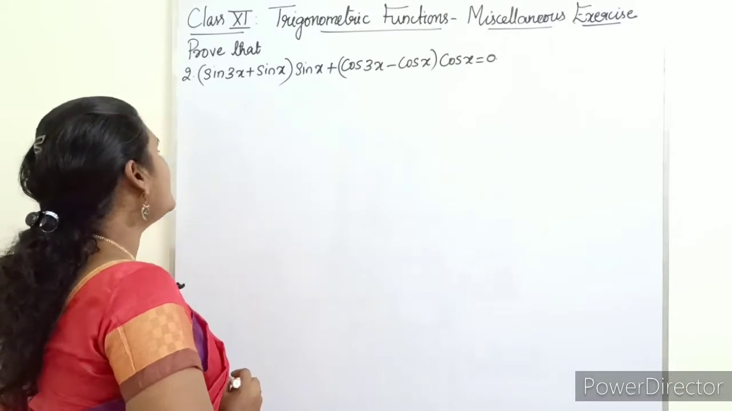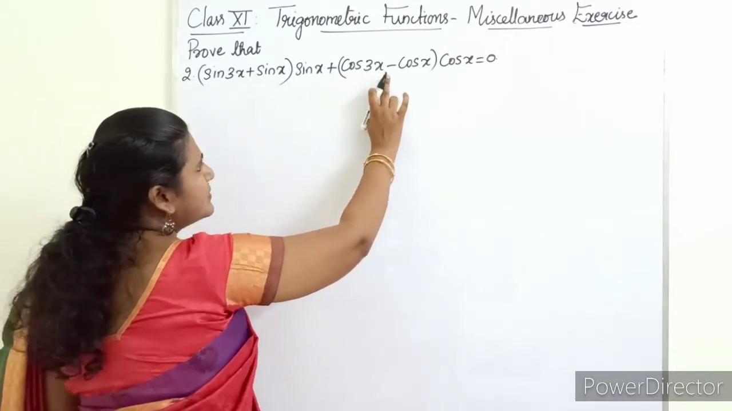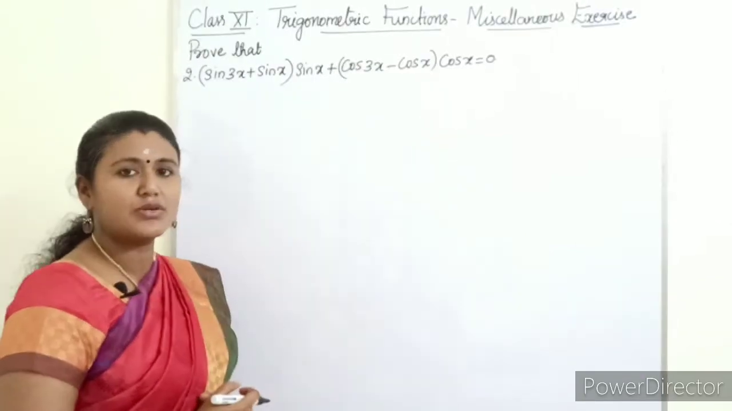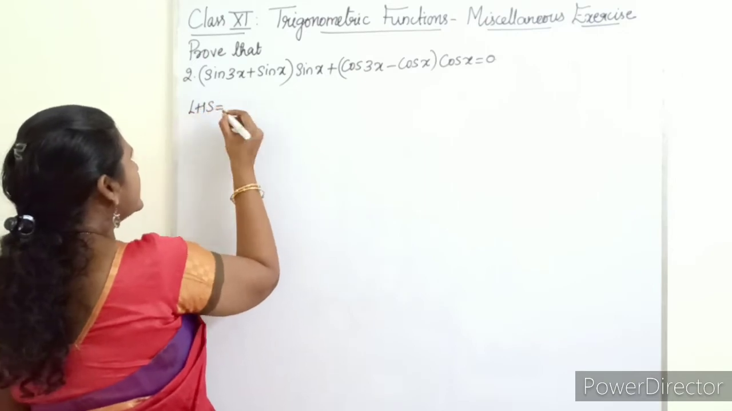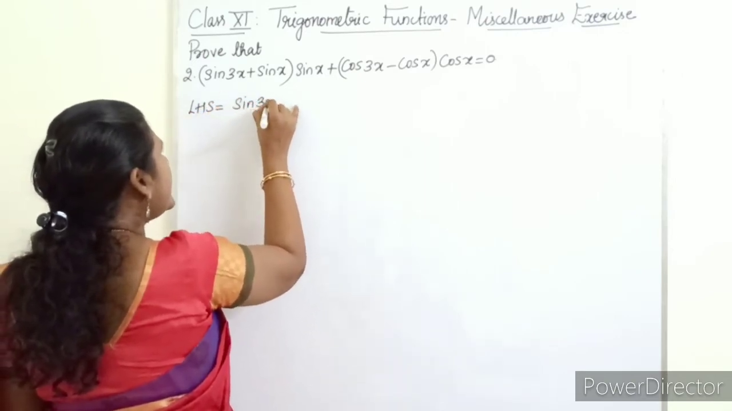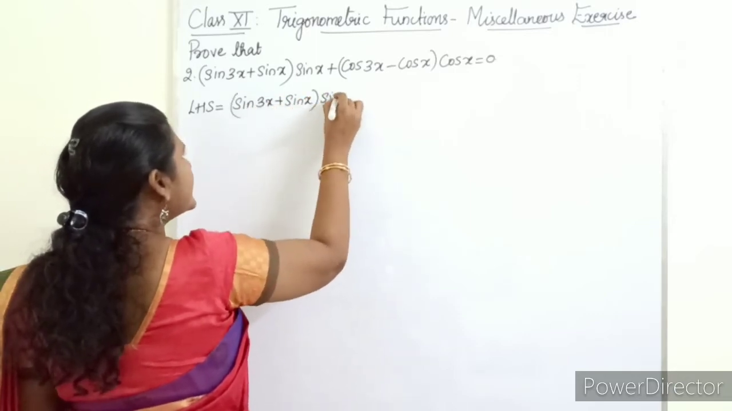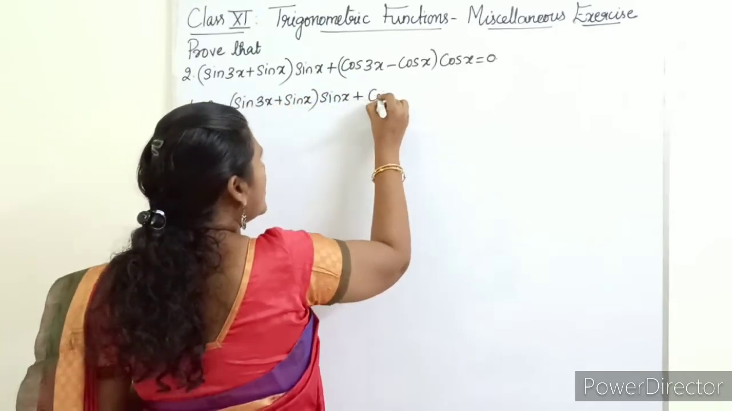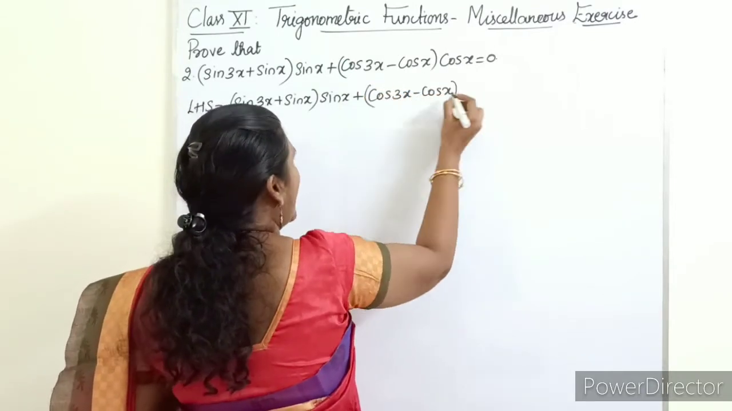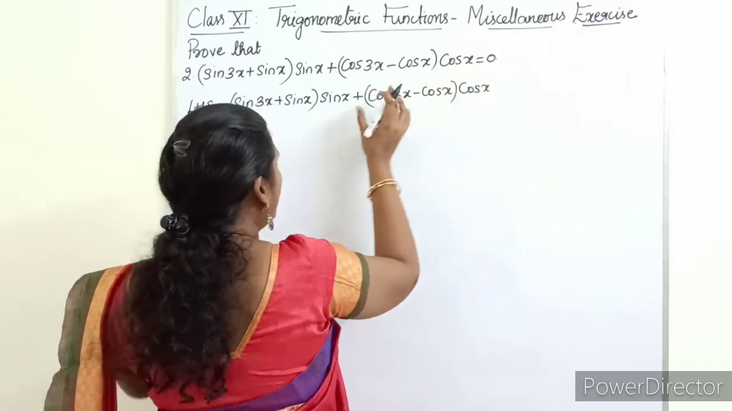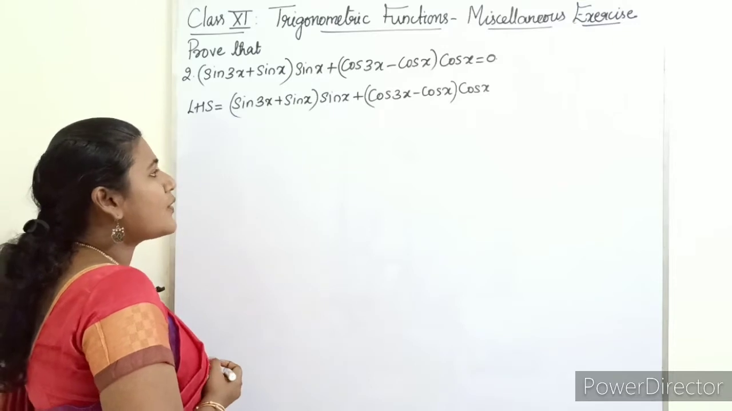So question number 2, (sin 3x plus sin x) into sin x plus (cos 3x minus cos x) into cos x is equal to 0. So here we will start with our LHS expression. So LHS is equal to (sin 3x plus sin x) into sin x plus (cos 3x minus cos x) into cos x. So we have to prove that this expression, when you simplify, you should get 0 as answer. So how we are going to simplify?